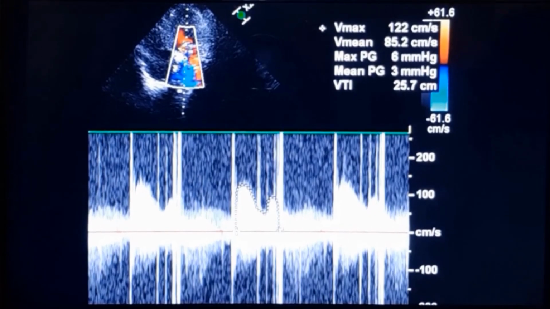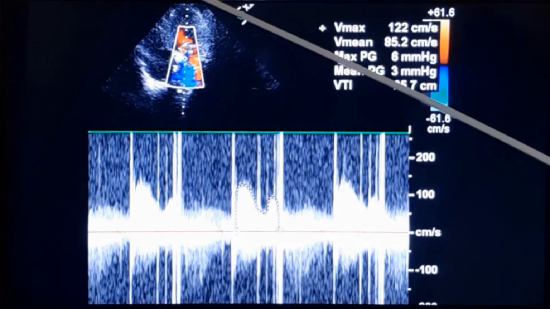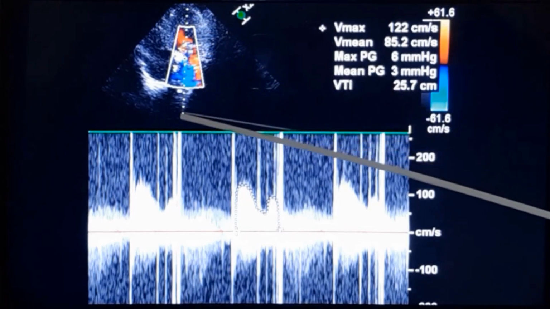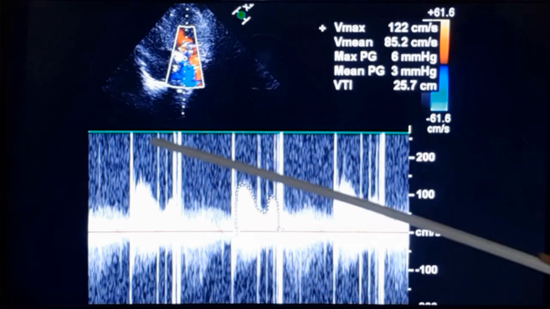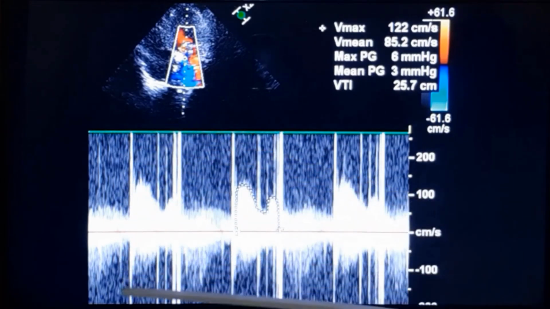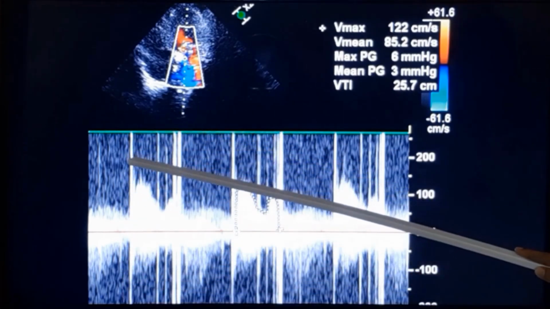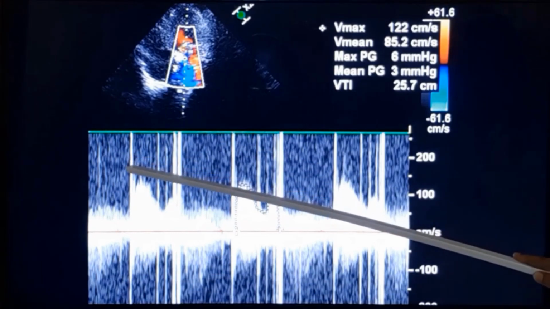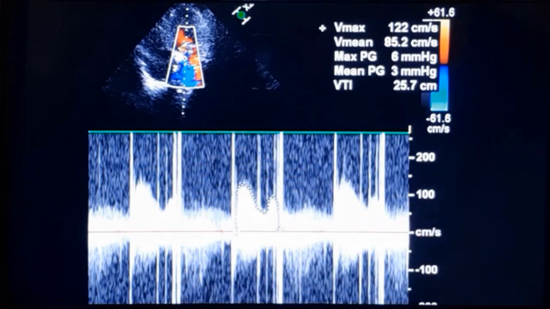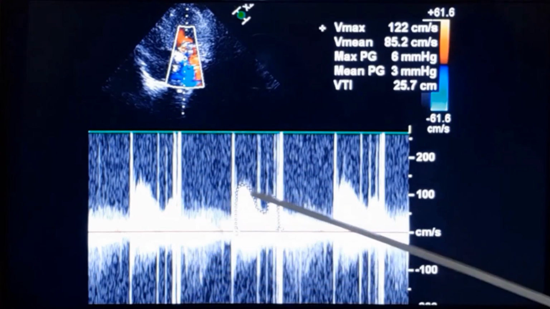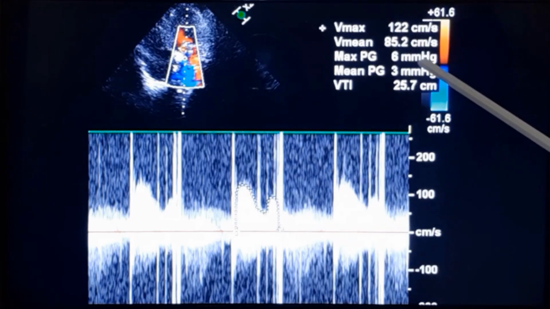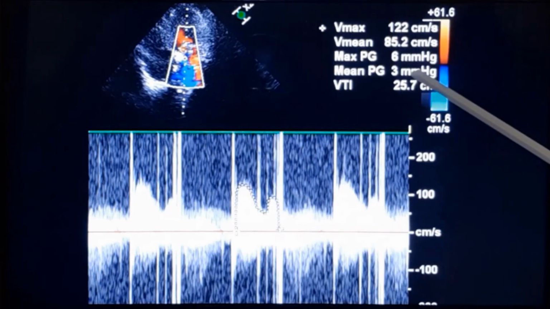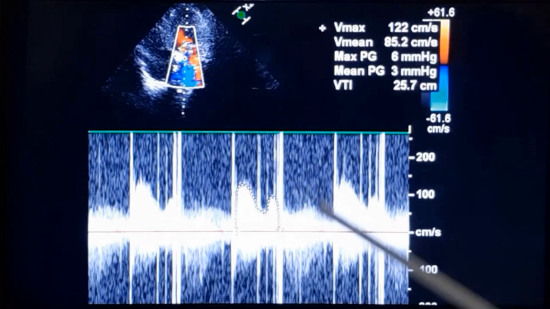This is the continuous wave CW Doppler interrogation across the prosthetic mitral valve. This is the Doppler line, and you can see these two dense lines. This is during opening of the prosthetic mitral valve, this is during closing, due to the metallic sounds. It's not any Doppler flow. This is the Doppler flow which has been traced here, and the peak gradient is 6 millimeters of mercury and mean gradient of 3 millimeters of mercury.